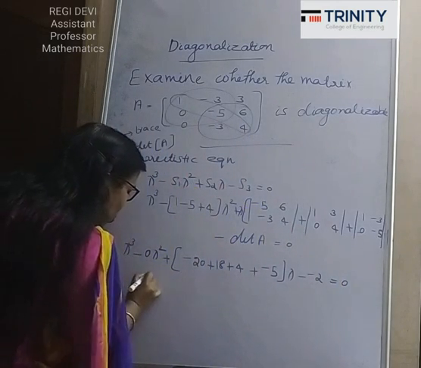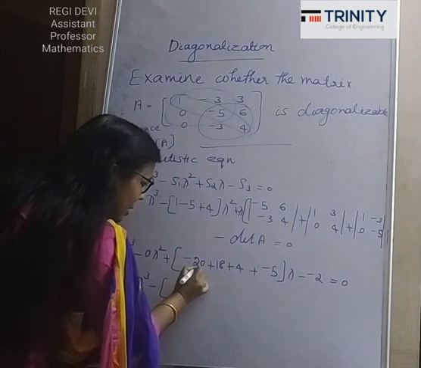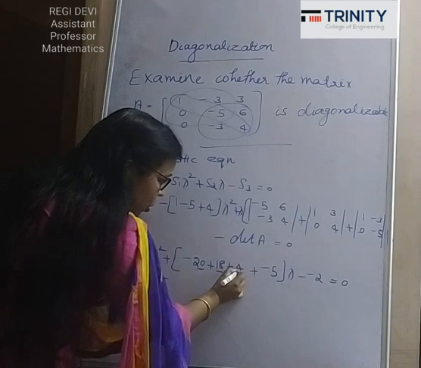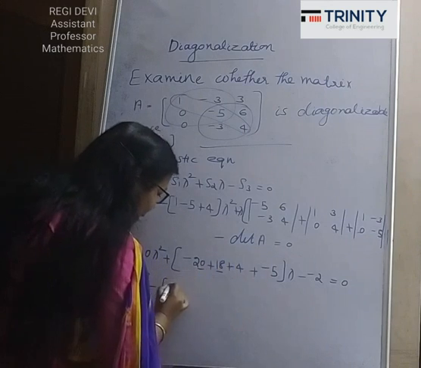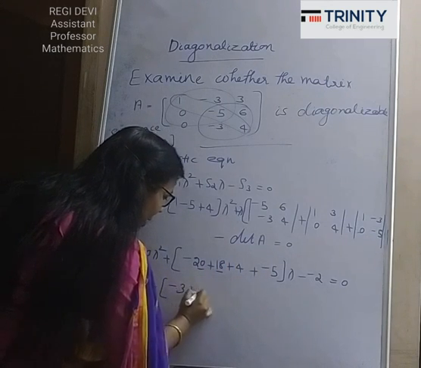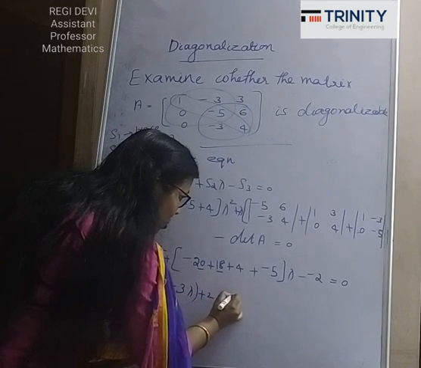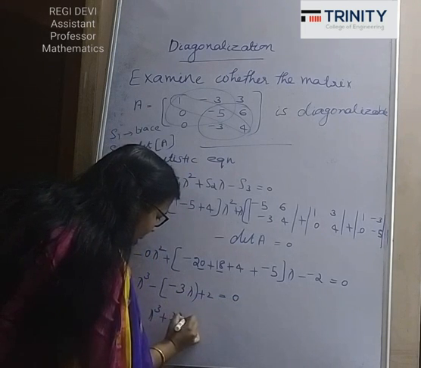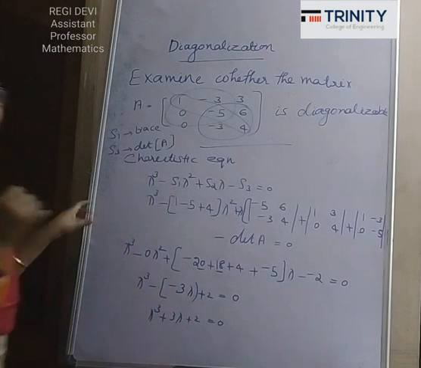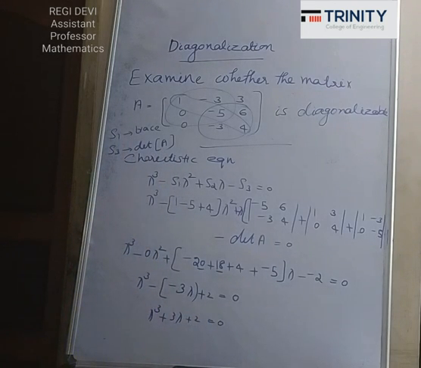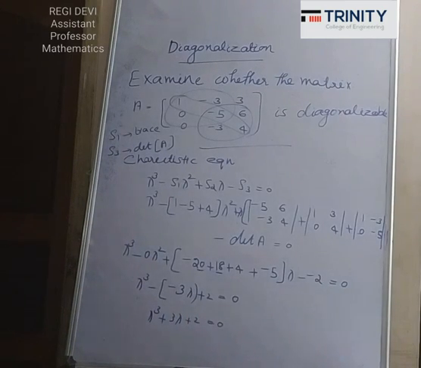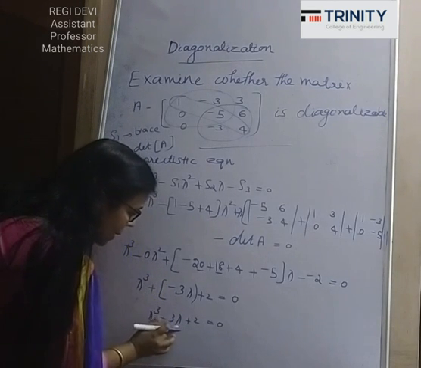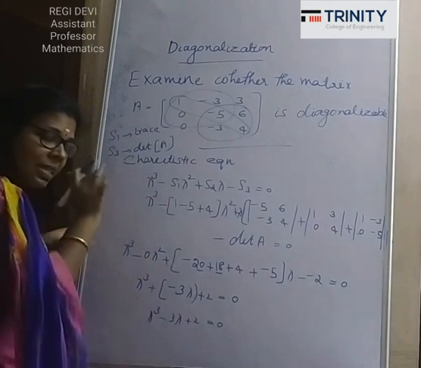That is lambda cube minus 20 plus 80 minus 2 plus 4, 2, minus 3 lambda plus 2 equal to 0. That is lambda cube minus 3 lambda plus 2 equal to 0, which is the characteristic equation.